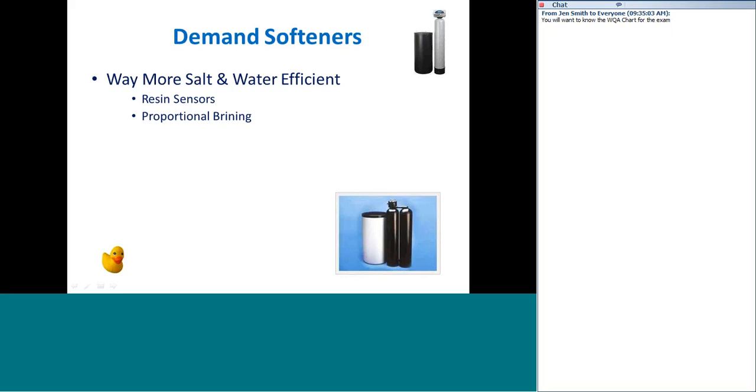It will use 8 pounds of salt each time it regenerates, the same amount every time you have a float. Proportional brining says, well, if you've only used 25% of the resin bed, then we only need to make 25% of the normal brine, and that's what they use to regenerate. So that's proportional brining, and that is a good feature that really helps. You're seeing some amazing efficiencies nowadays, incredible efficiencies. So that one does help.